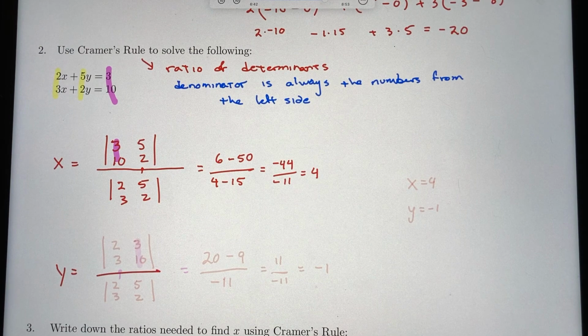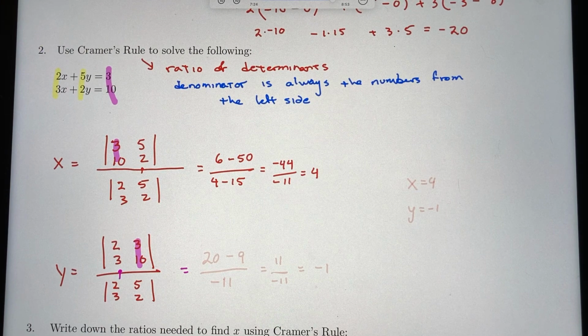Okay. For y, I replace the y column. Again, the bottom is always the numbers on the left. So this time, I leave the 2, 3 alone and turn this into 3, 10. Okay, so make sure that you keep 2, 3. Don't just switch the two columns, because the left side doesn't turn into 5, 2. It's just like the bottom, except I erase the other column.